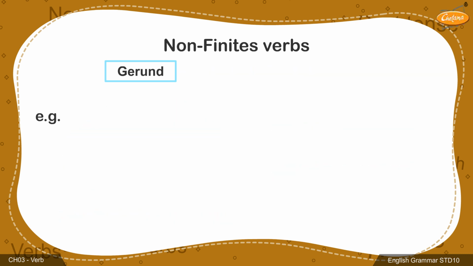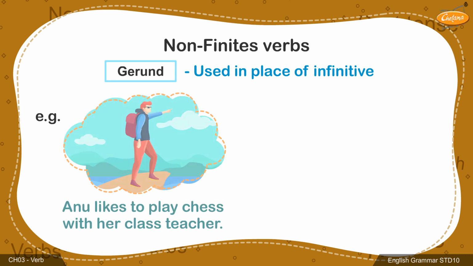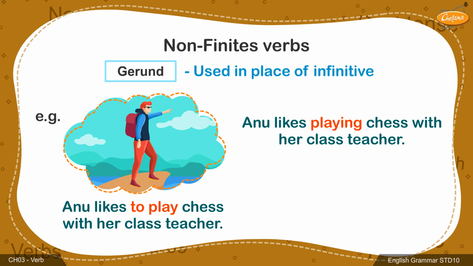Lastly, a gerund can be substituted with an infinitive. Let's consider these examples. Anu likes to play chess with her class teacher. In this sentence, to play is the infinitive. The same verb can, however, be written in ing form. The sentence would thus be, Anu likes playing chess with her class teacher.